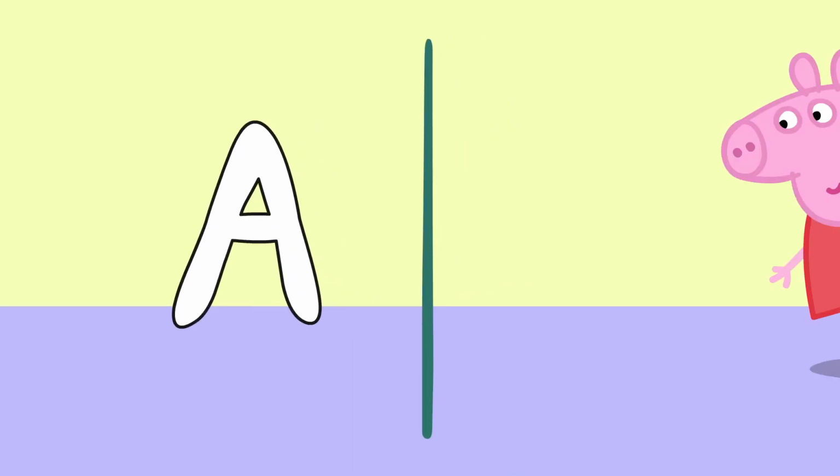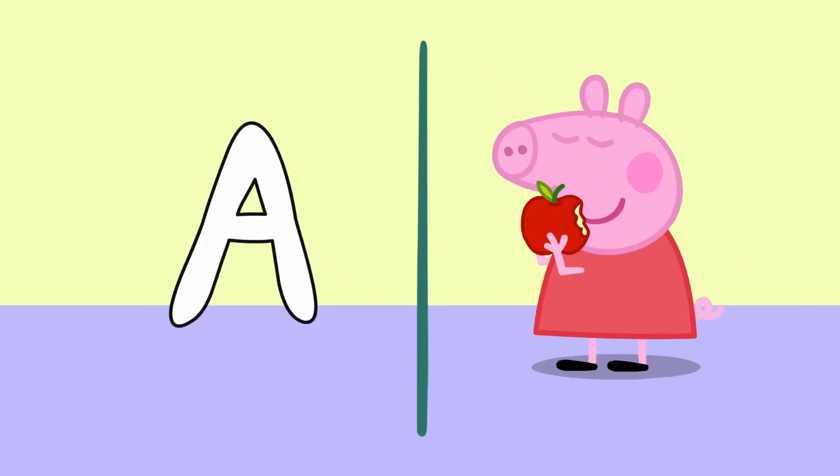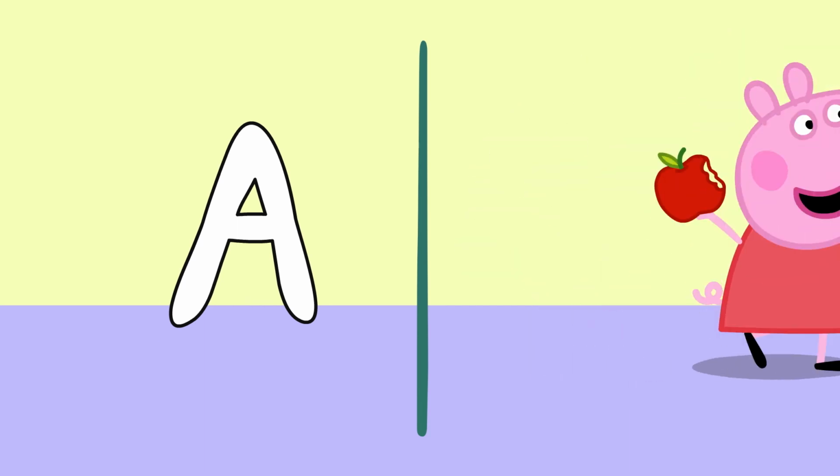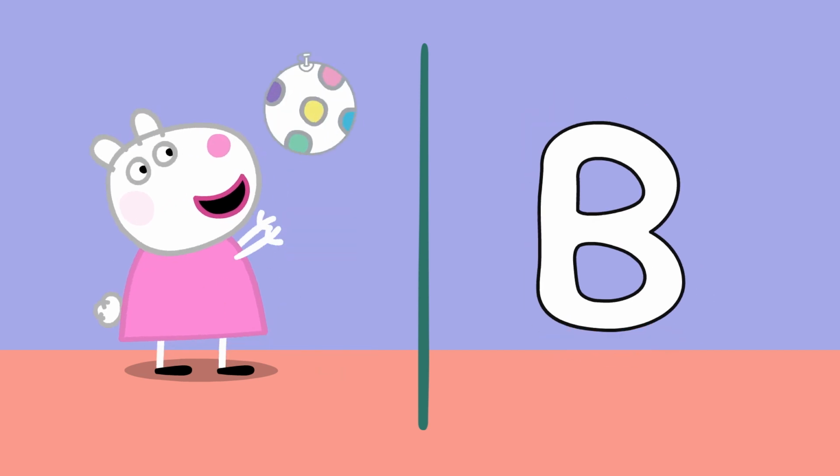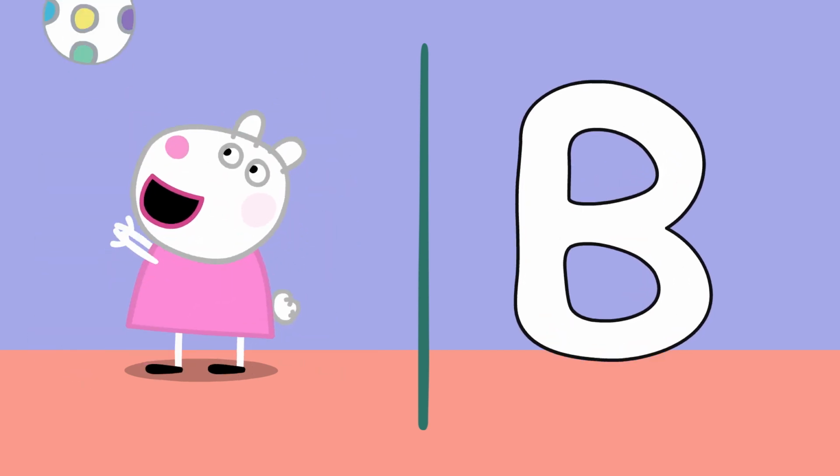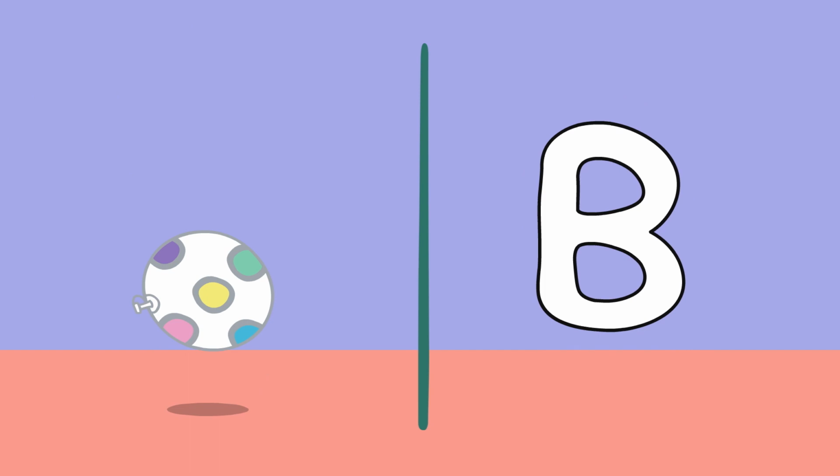First we have apple. Apple, apple, apple, A is apple. Then we have ball. Ba, ba, ball. Ball, ba, ball, ba. B is ball.